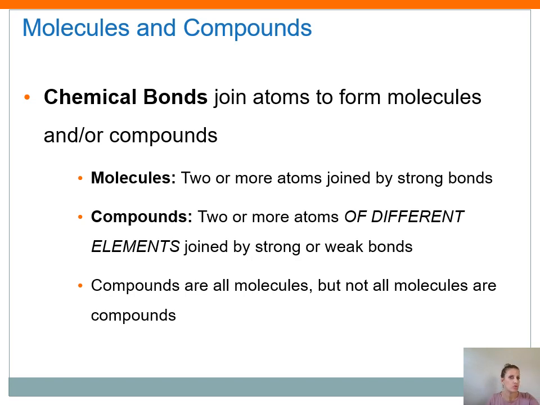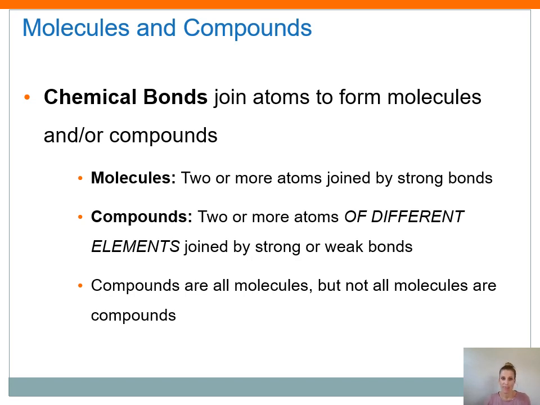Compounds are two or more atoms of different elements. So that means that in order for it to be a compound, there must be at least two different elements. Right, or two different types of atoms. So this right here, where I have a hydrogen bonded, like sharing electrons with another hydrogen, that's a molecule, but that is not a compound because all I have is hydrogen. I don't have two different elements present.